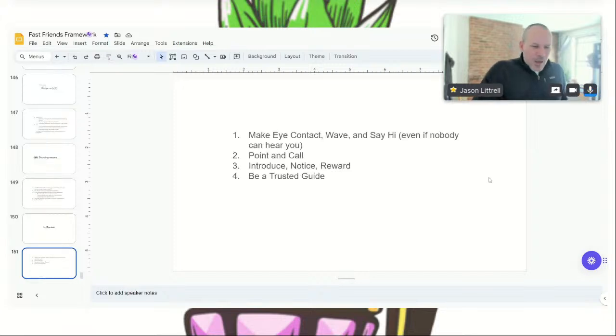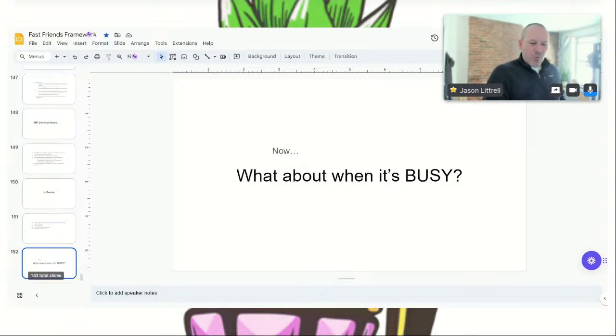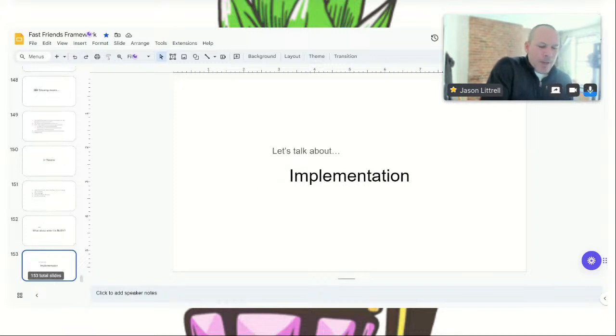So in review, the four biggest steps are: make eye contact, wave and say hi, point and call. Like literally point to what you want people to do and they will do it. Introduce, notice, reward, and then be a trusted guide where you're walking them through that. So in the next part, we're going to talk about what happens when it gets busy, and then part two of this training, we're going to talk about implementation, and all this is going to be available on Bar Teams. And then the next presentation is going to be the five reasons that bars suck at marketing and how to fix it, which is going to be on March 6th.